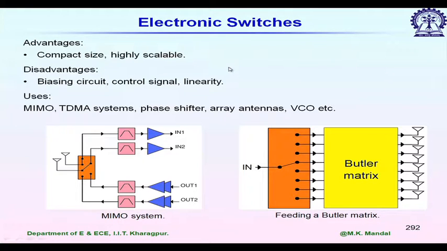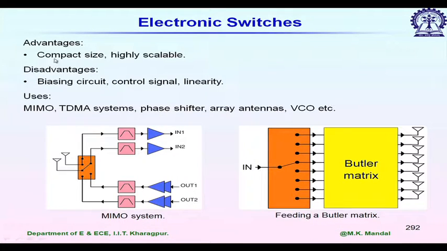So, in this class we will mainly concentrate on different types of electronic switches. Because of their advantages, compact size, and since they are highly scalable, but already we have seen the disadvantages that we need biasing circuit, control signal, and linearity is a problem. They are typically used in MIMO structure, TDMA systems, phase shifters, array antennas, voltage controlled oscillator, etc.